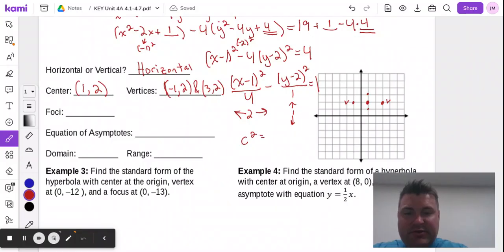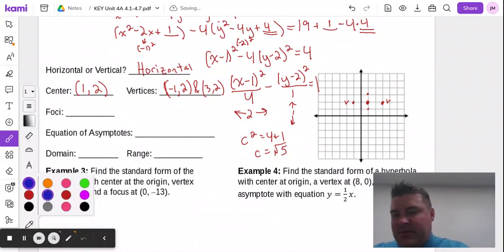So c squared is equal to 4 plus 1. So c is going to equal root 5. Root 5 is between 2 and 3. So I'll do the foci in blue here so you can see it. But the foci is going to be the blue ones just on the outside. I'll label it with an F so you can see it. Those are foci.